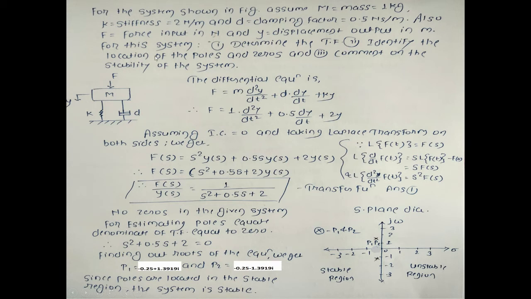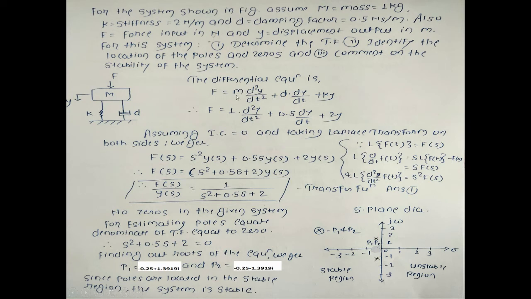As we know from our previous knowledge of the mathematical modeling of the mechanical system, that is the spring mass damper system, this system is represented in its mathematical form with the help of a differential equation as F equals m d2y by dt square plus d dy by dt plus k y, where y is the displacement, dy by dt is the rate of change of displacement, that is velocity, and d2y by dt square is acceleration.